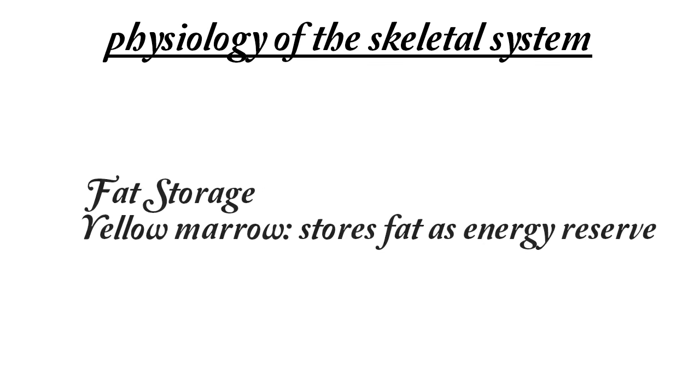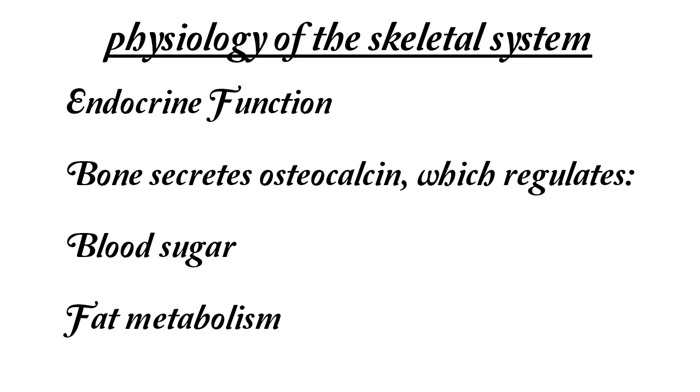So number seven, which is the final function, is endocrine function. The bone is not just passive, it also acts as an endocrine organ. For example, it secretes osteocalcin, a hormone that helps to regulate blood sugar and fat metabolism.